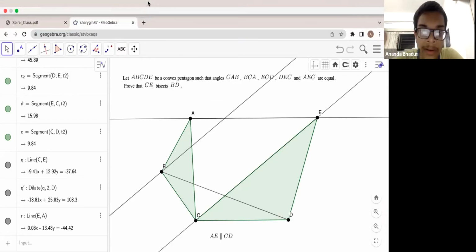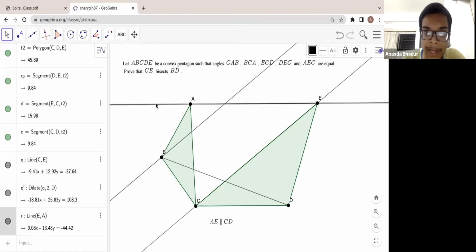Does anyone have any ideas on how to prove that the image of this line is this line under this spiral similarity?